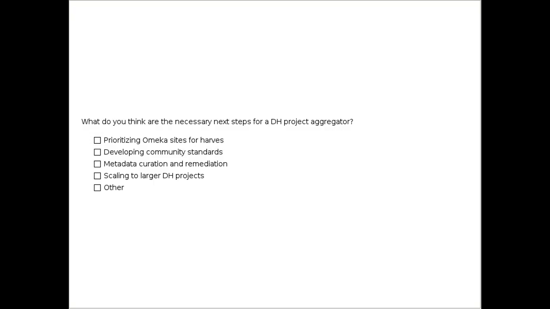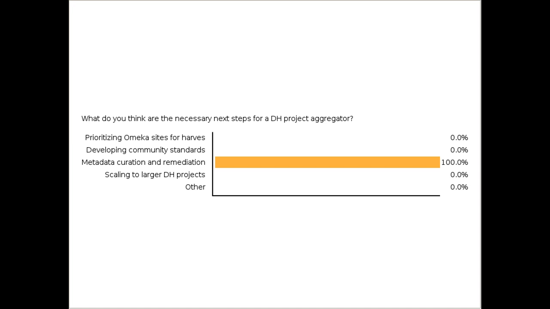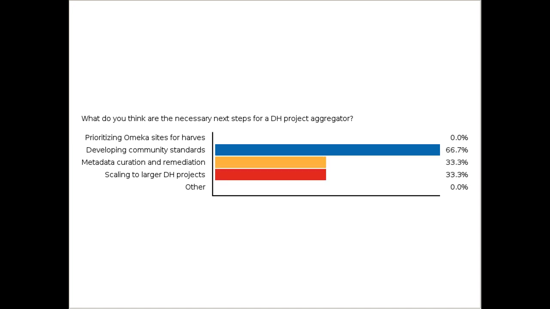All right. Okay, I'm back with another question, in case you're tired of hearing from me yet. What do you guys think the necessary next steps for a DH project aggregator would be? We have options including prioritizing Omeka sites for harvest, developing community standards, metadata curation and remediation, scaling to larger DH projects beyond Omeka, and other. We're open to suggestions on what other could be.